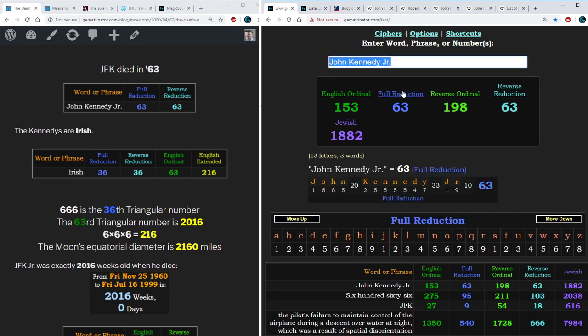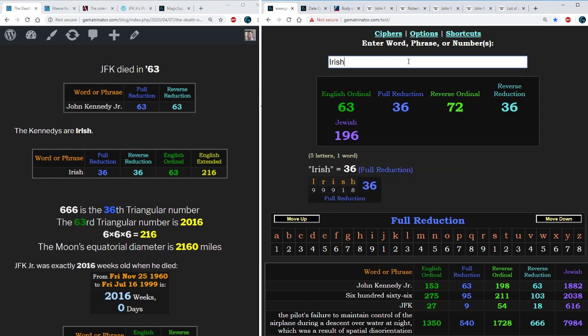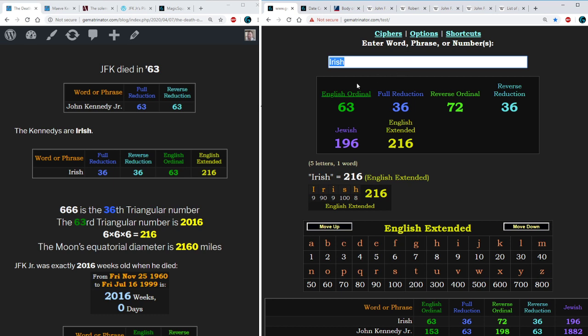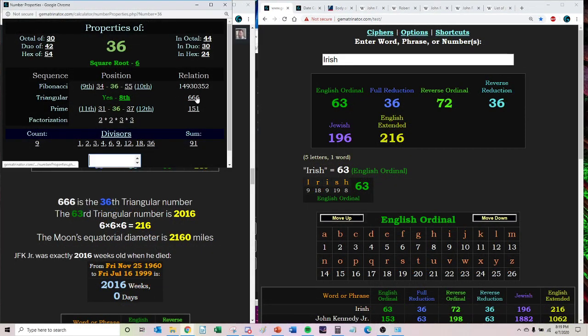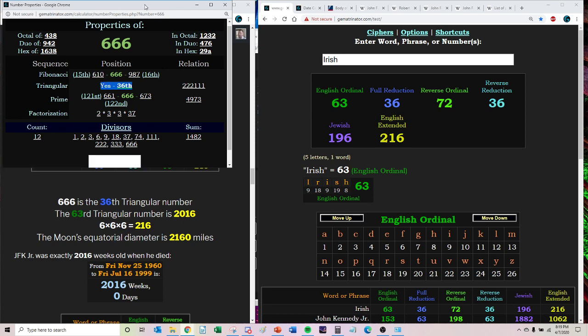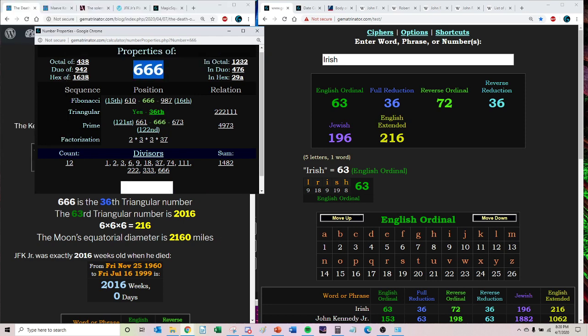Well, John Kennedy Jr. also sums to 63 in both reduction methods. And I actually got a kick out of the gematria of Irish. The word Irish has gematria that ties into this 666 code very well. First of all, consider how 666 is the 36th triangular number. So a number that's made up of 3 sixes, you add every number 1 through 36, sums to 666.